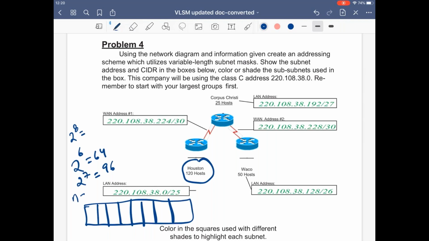What will be the value of n here? n will be 7, since we need 120 hosts. So 2 to the power 7 equals 128.